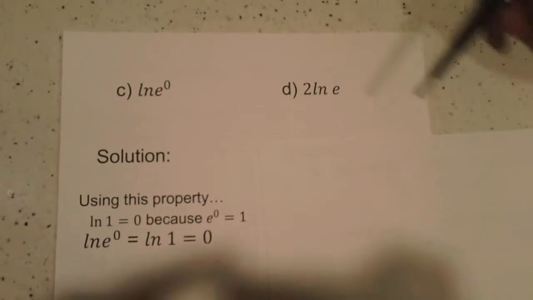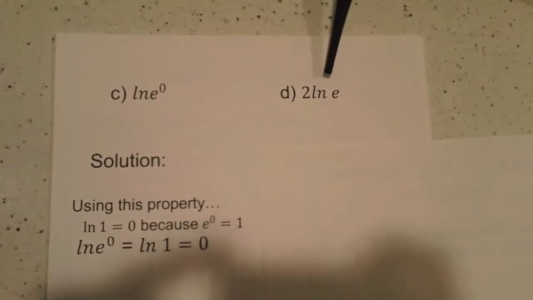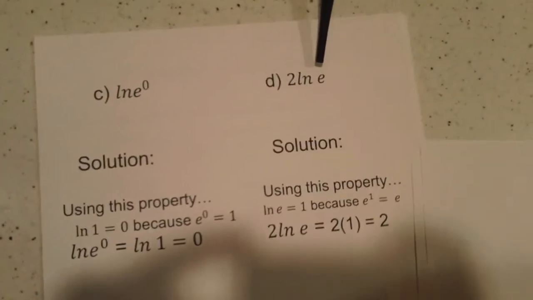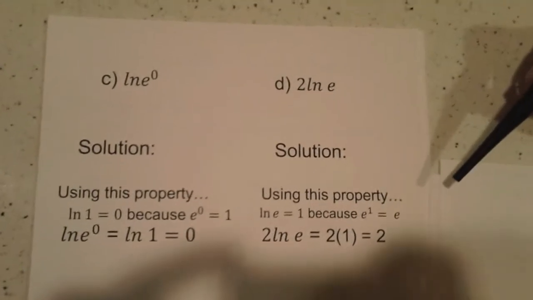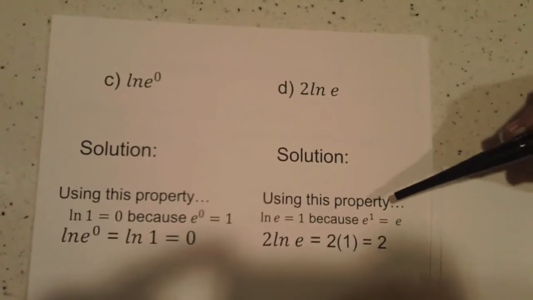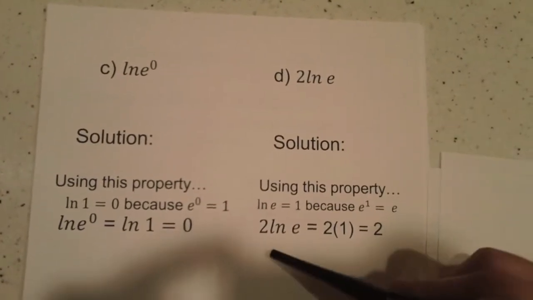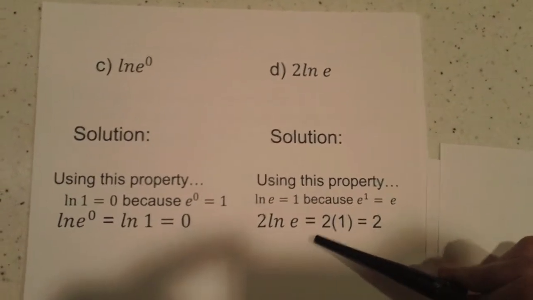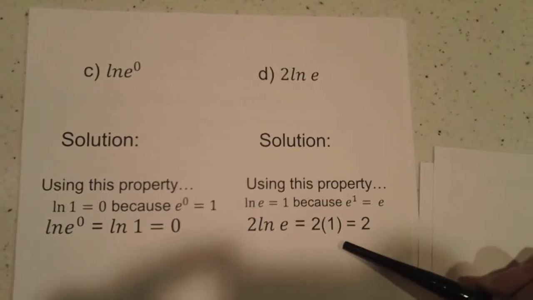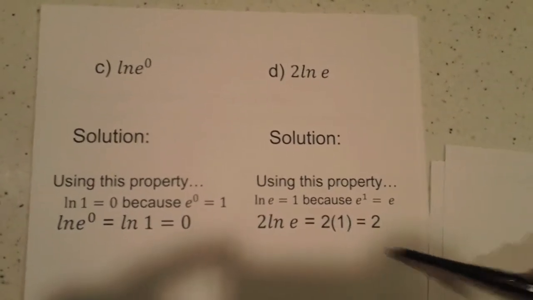D. 2 times the natural log of e. The solution, using this property again, is the natural log of e equals 1 because e to the 1 equals e. Therefore, 2 times the natural log of e equals 2 times 1, and that equals 2.